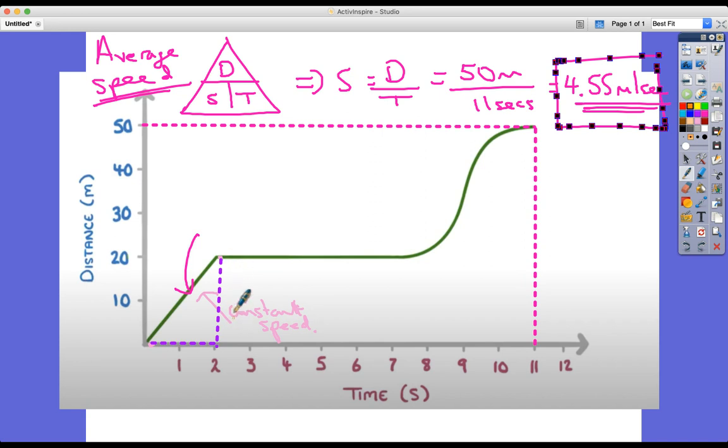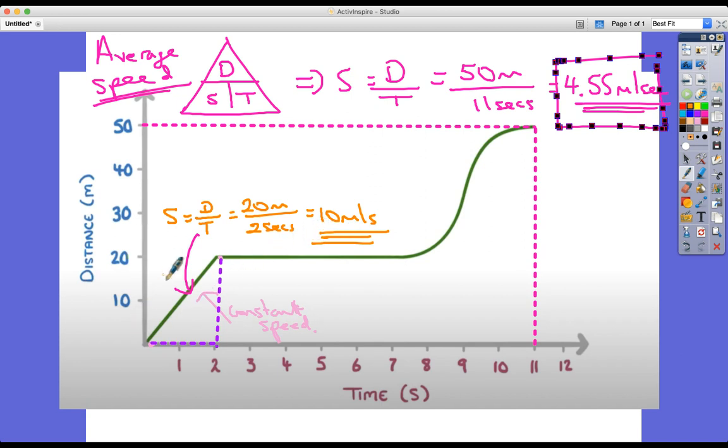This is my rise, which is my distance, and this is my run, which is my time. Speed is distance over time. Well, that's the same as it being rise over run, isn't it? So in this case, it's 20 meters divided by 2 seconds. 20 divided by 2 is 10, so it's 10 meters per second.